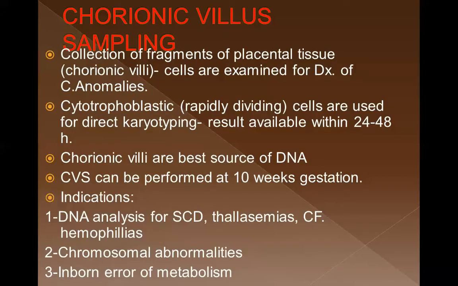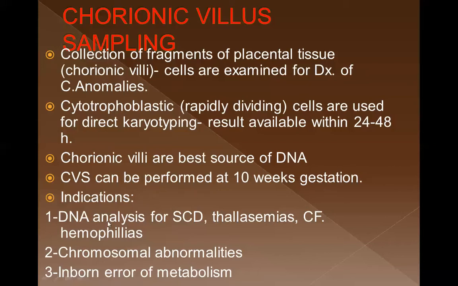نجي على الكوريونيك فيلا سامبلينج. طبعا الكوريونيك فيلا سامبلينج هو من اسمه ناخذ من الكوريونيك بليت او من البلاسنتال تيشو، وهذا يكون performed earlier than amniocentesis. A collection of fragment of placental tissue اللي هو الكوريونيك villi where cells are examined for diagnosis of congenital anomaly. Cytotrophoblastic rapidly dividing cells are used for direct karyotype, result available within 24 to 48 hours. Chorionic villi are best source of DNA, where it can be performed at 10 weeks gestation.